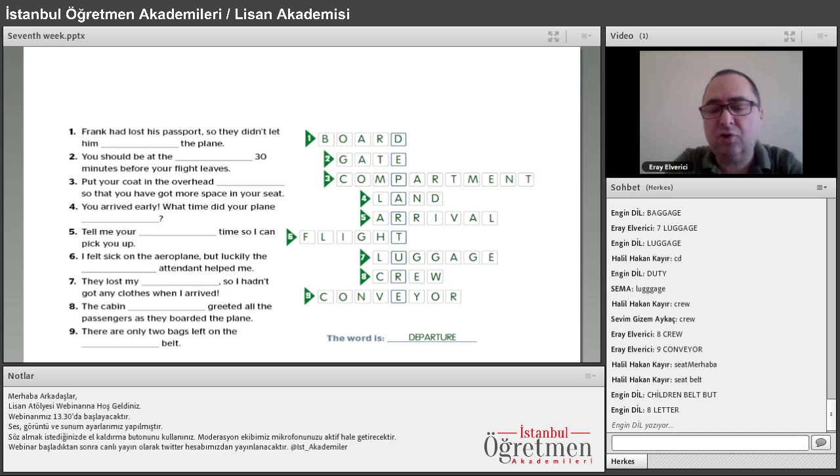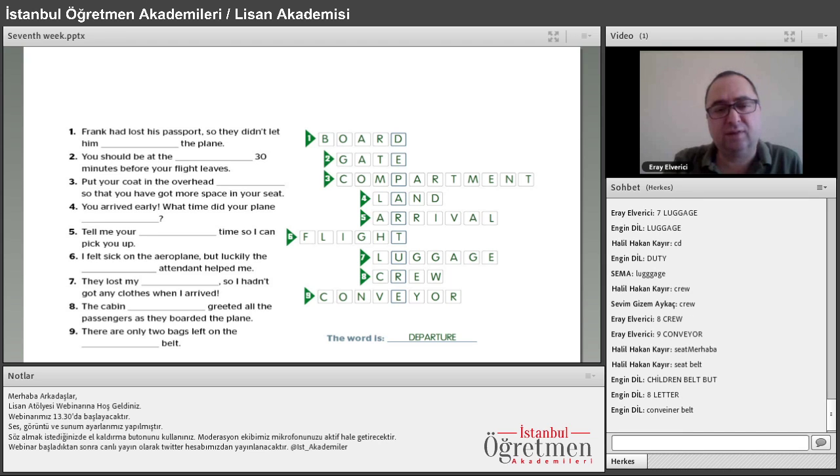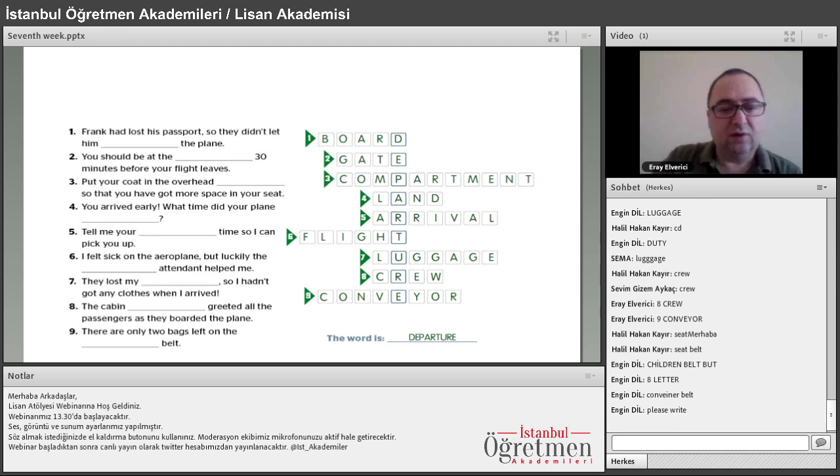Yes, the key word is departure. Engin Hoca, it's not wrong. It is conveyor. It has 8 letters. 1, 2, 3, 4, 5, 6, 7, 8. Not conveyor. Conveyor. It's different. Okay, so we are coming. Okay.